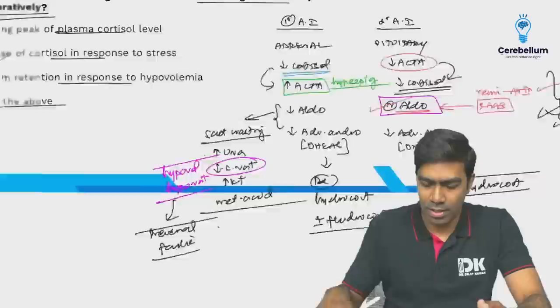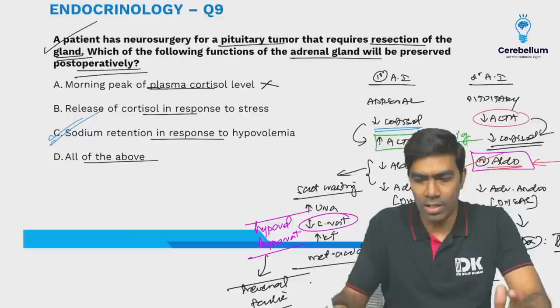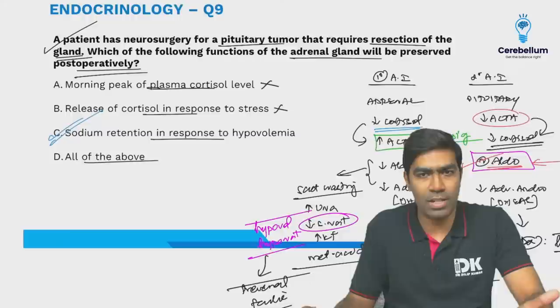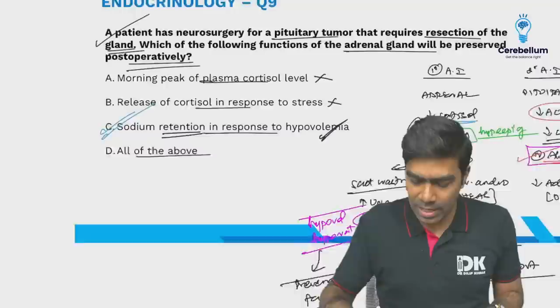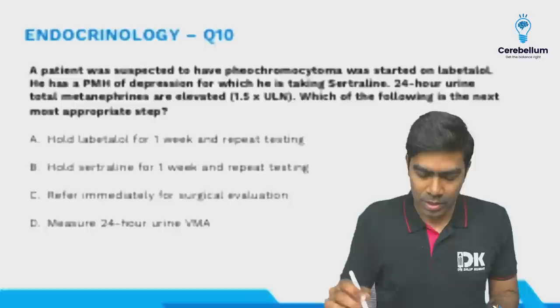Morning peak of plasma cortisol will be lost, because there is no ACTH here. There will be reduced ACTH, so you cannot produce that cortisol peak. Release of cortisol in response to stress will be lost, because there is no ACTH to cause that cortisol release from the adrenal gland. And sodium retention in response to hypovolemia will be intact, because this is a pituitary problem. This is not an adrenal problem. So this is basically mediated by RAS system, renin angiotensin aldosterone system. So this is the right answer for this question. Answer is option C.